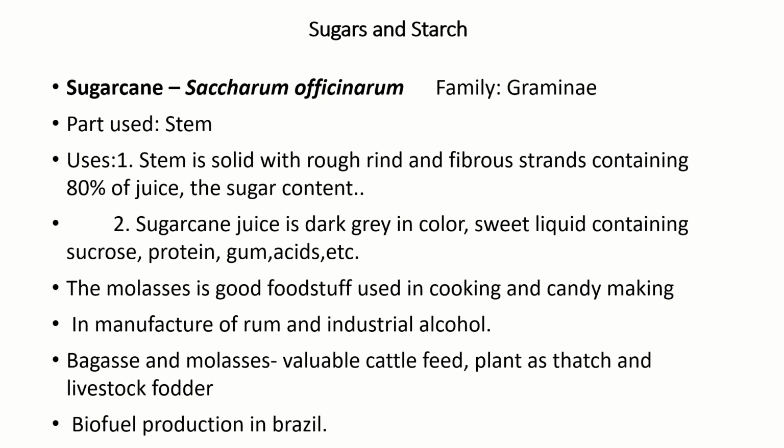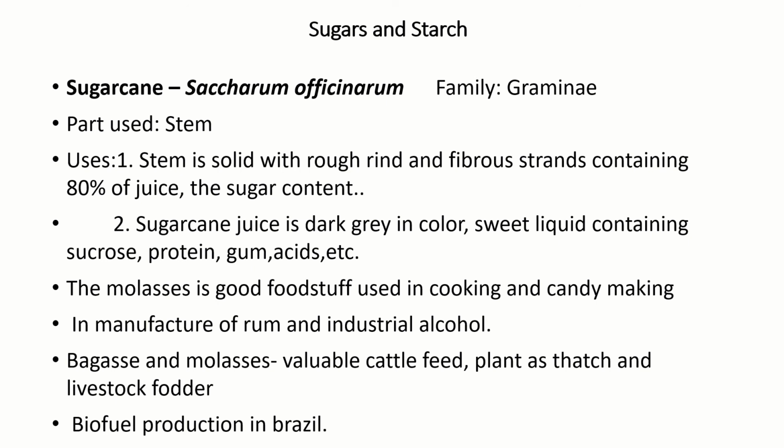Now we'll move on to sugars and starch. Sugarcane is a very important example here. Saccharum officinarum of Gramineae family. The part used is the stem. It has multiple important uses. The stem is solid with rough rind and fibrous strands containing 80% juice and sugar content. Sugarcane juice is dark gray in color, a sweet liquid containing sucrose, protein, gum, acids, etc. It keeps us hydrated in the months of terrific summer.